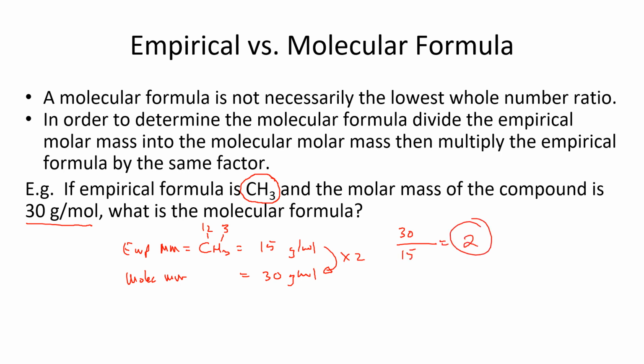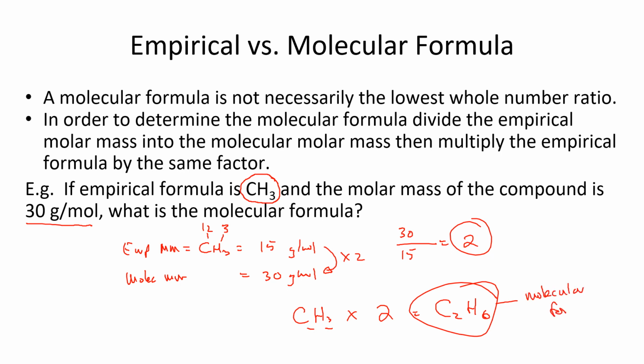So then what you do is you take your empirical formula, CH3, and you're going to multiply by this multiplier value for the molar masses. And what you do is just change the subscripts by the factor, right? So the invisible 1 there with the carbon becomes a 2, the 3 there with the hydrogen becomes a 6, and that will be your molecular formula.